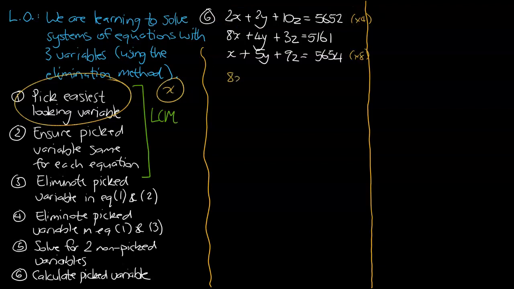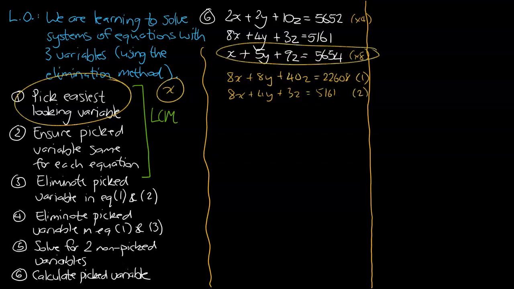So we've got 8x plus 8y plus 40z equals 22,608. And we're going to call that equation number 1 now. Equation number 2, we're not doing anything with that. So let's just jot that down. 8x plus 4y plus 3z is equal to 5,161. So that's equation number 2.